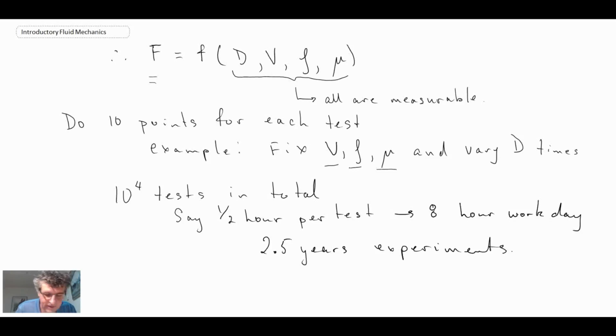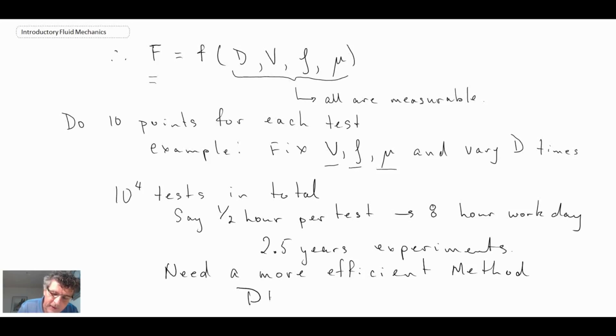This is not efficient. So what does that tell us? This is something that experimentalists and fluid mechanicists years ago came up with. They realized that this was not efficient and they needed better ways to plan their experiments. So we need a more efficient method, and the more efficient method that we will look at is dimensional analysis.